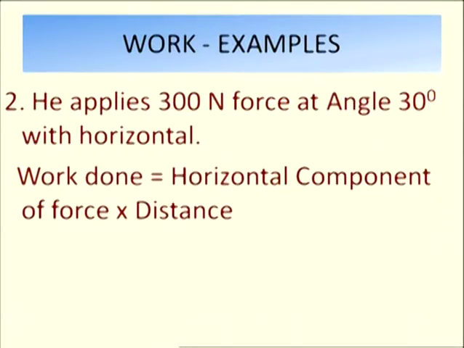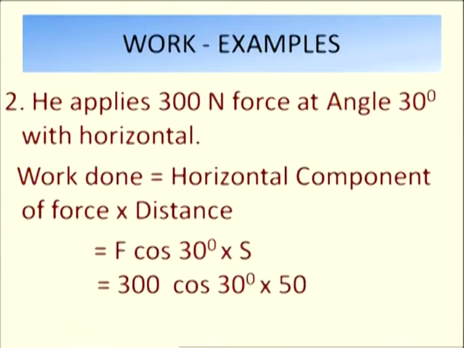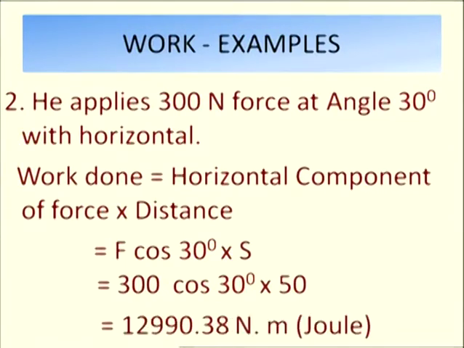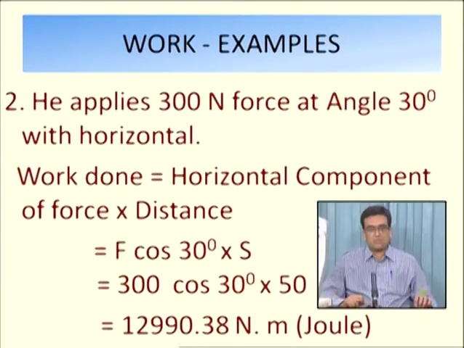Work done is equal to the horizontal component of force multiplied by distance. So in this case, F cos 30 degree multiplied by S. So 300 cos 30 multiplied by 50. So it is 12,990.38 newton meter. So we can say it is 12,990.38 joule.